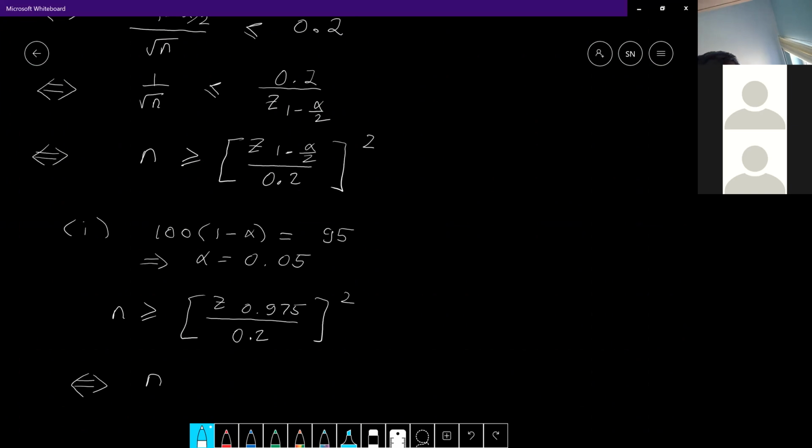If you read this off the table of the normal distribution, I'm sure all of you know how to do it, z 0.975 is, I think, 1.96. Yes, I think it's 1.96. So it's going to be 1.96 divided by 0.2, squared. So this is the answer for part 1 of question 5.